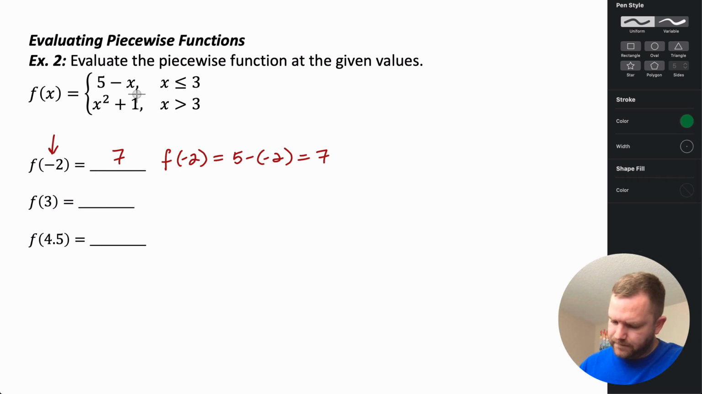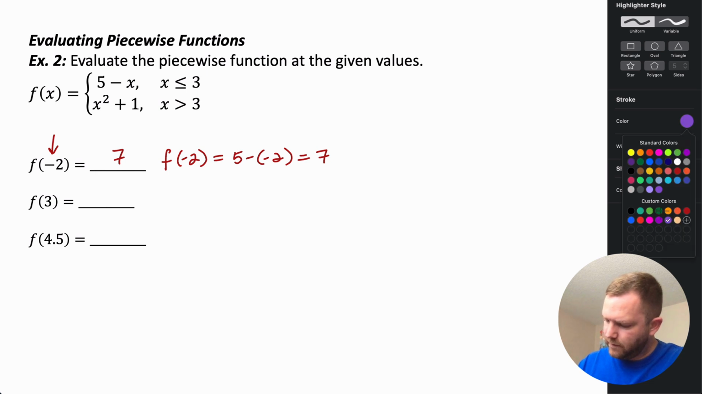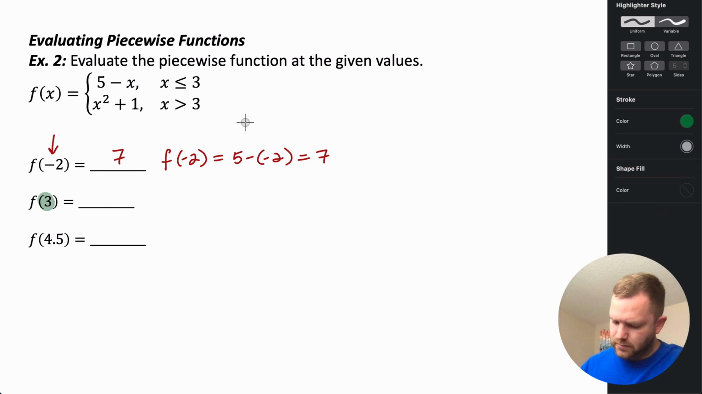Now f of 3. Is 3 less than or equal to 3, or is it greater than 3? In this situation, it is not strictly greater than 3, because 3 equals 3. So again, we fall into that top definition there. Plugging into the top function, it's going to be 5 minus 3, which is 2.